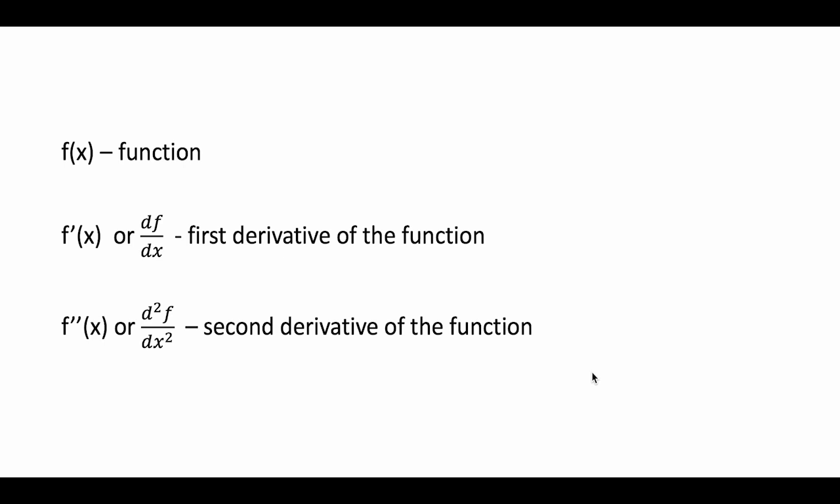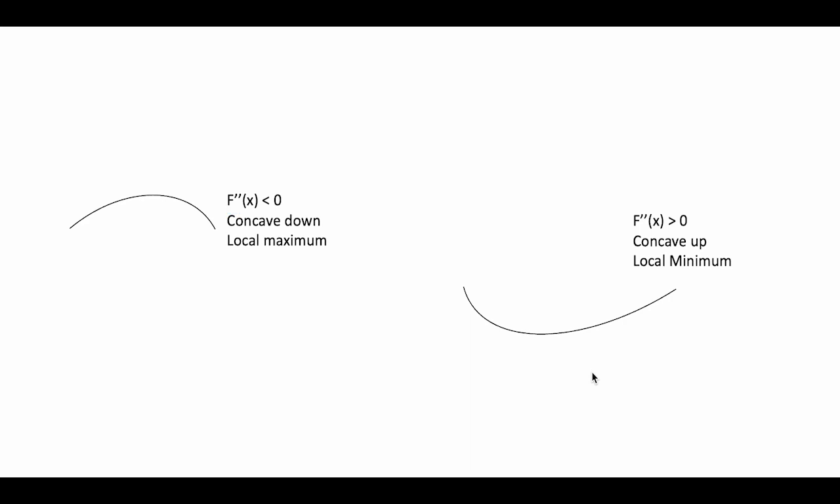Now, what do these derivatives describe? Well, the first derivative describes the slope of a function, and the second derivative describes the change in slope of the function. If the second derivative is less than 0 at a point or over an interval, we say that the function is concave down. And if the second derivative is greater than 0, we say that it's concave up. Now, this concavity language just refers to the change in slope of the function. And this information can be useful.